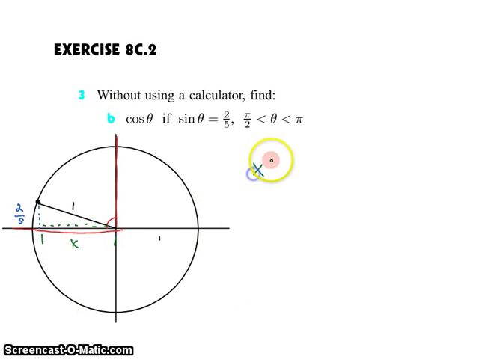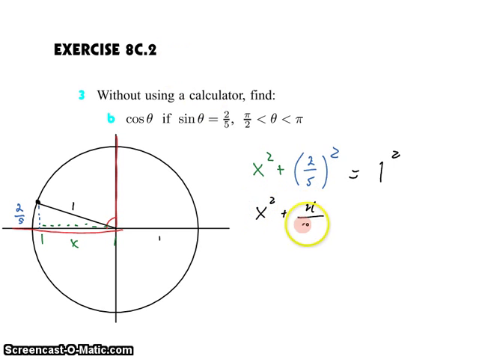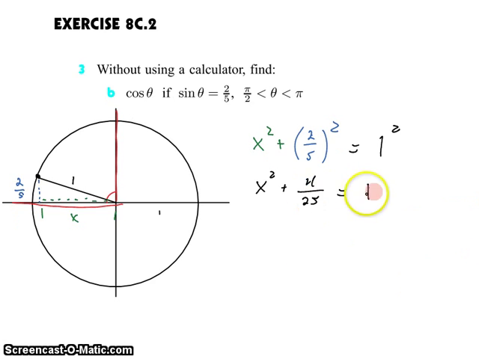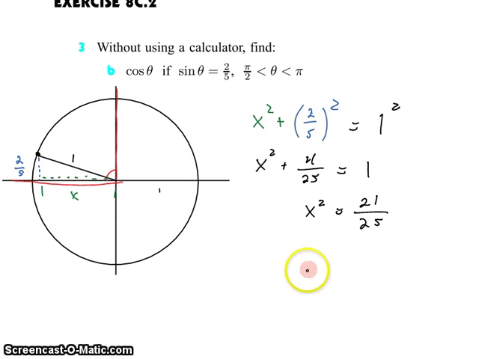Pythagorean theorem says that the side squared plus the side squared has to equal the hypotenuse squared. This means that x squared plus 4/25 has to equal 1. Let's subtract 4/25 from 1. That's 21/25. And then we'll take the square root. That's the square root of 21 on 5.